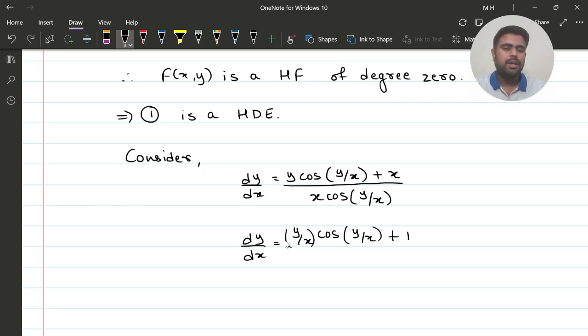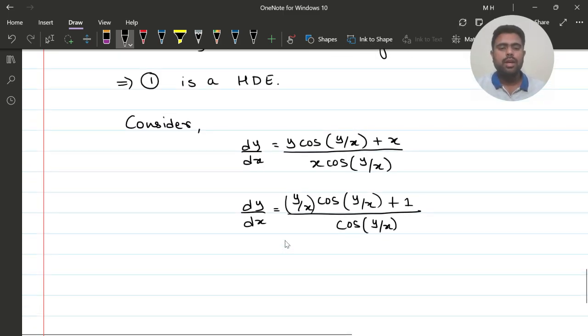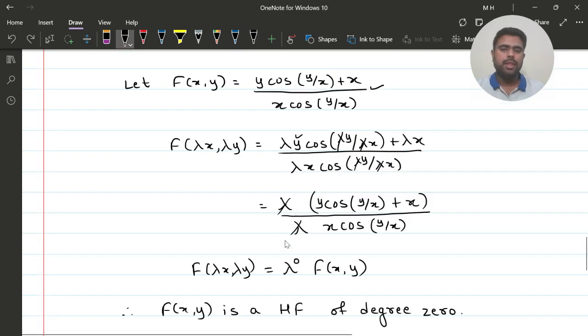plus x divided by x gives 1, whole divided by x divided by x gives 1, and the remaining cos of y by x will remain as it is. Now you can see that the right hand side of the entire differential equation is a function of y by x. Other than y by x, no separate x or y variables have come.